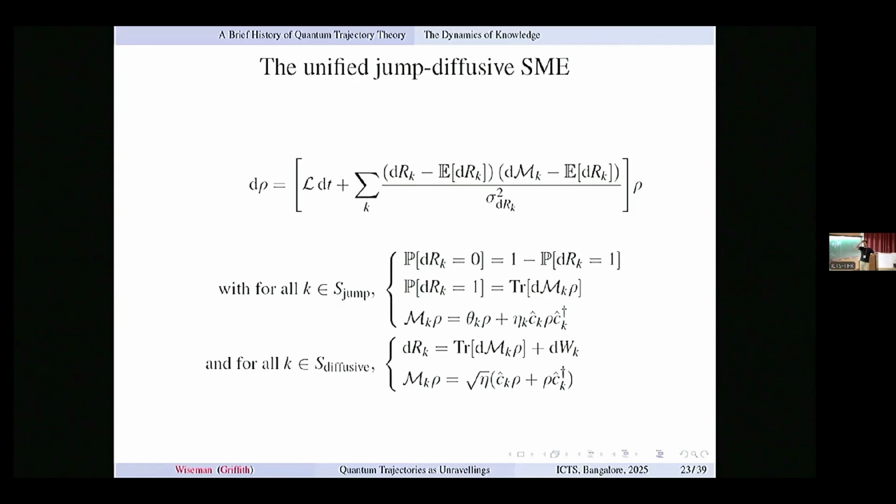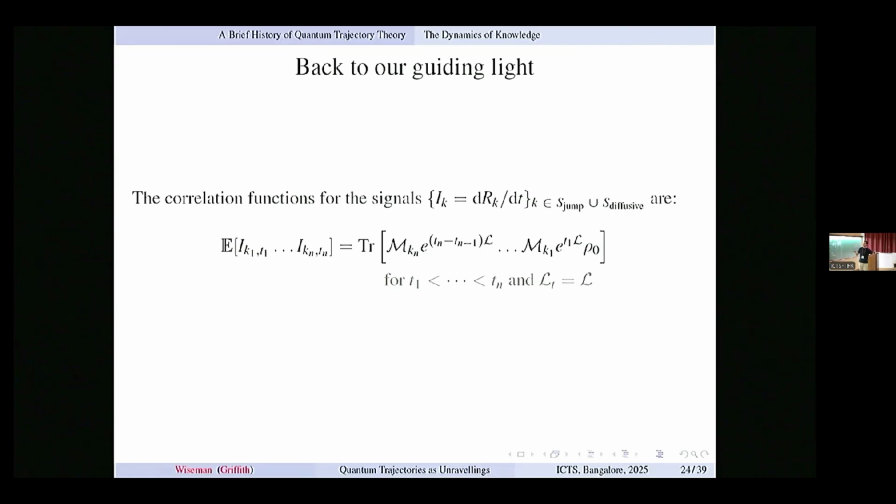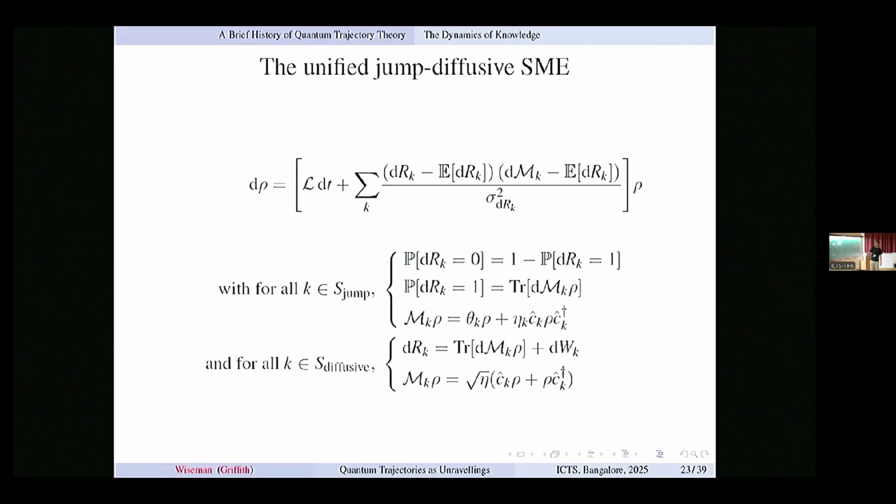This is also interesting because if we come back to what I told you was our guiding light, if we generalize to multiple detectors, we can take correlation functions for multiple different signals, right? These might be either jump or diffusive, and coming from different detectors. In this case, the formula is exactly the same for the correlation functions, except each time you need to insert the superoperator that corresponds to the detector your signal is coming from, okay? So with this, you can compute correlation functions between jump and diffusive type signals. And here the M_k is either this one or this one.